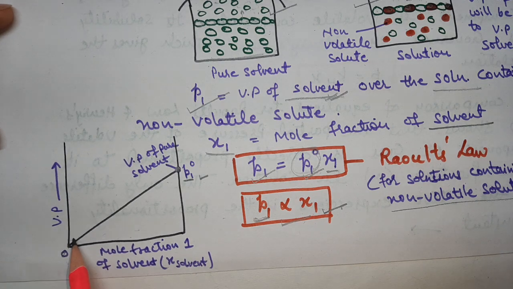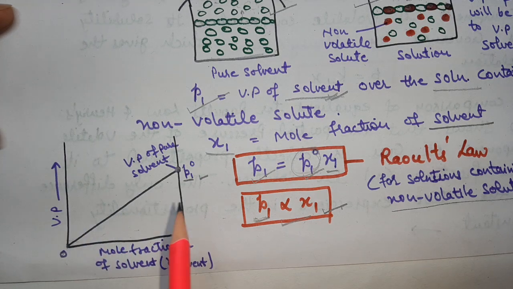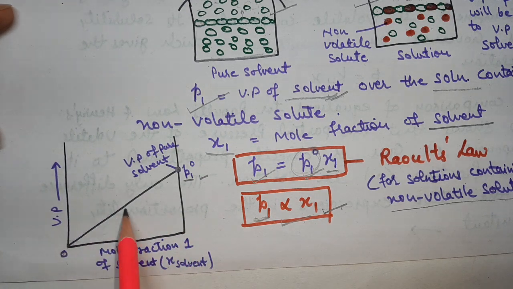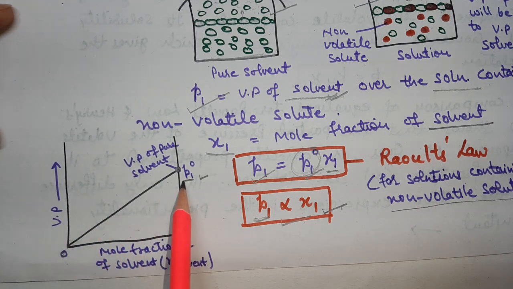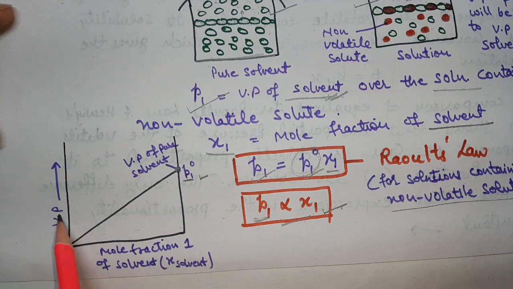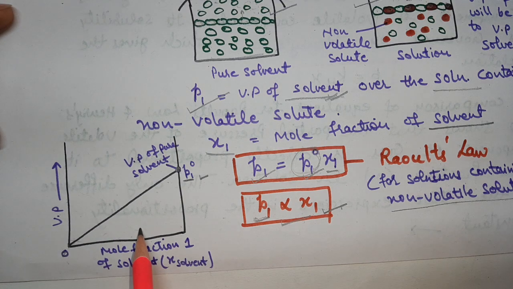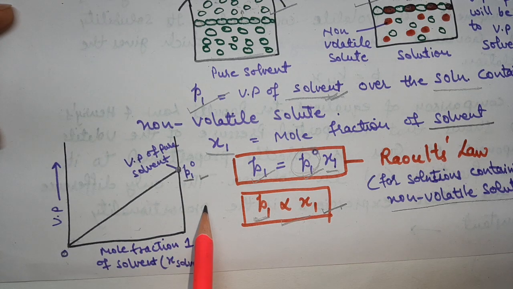Like in the previous videos where we discussed Raoult's law for volatile solutes, you might have seen the two lines over there, where the two vapor pressures for the pure liquids were marked. You can go through the previous videos and compare the two graphs. So this is for the non-volatile solute.